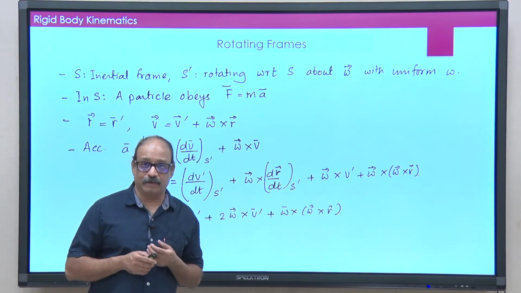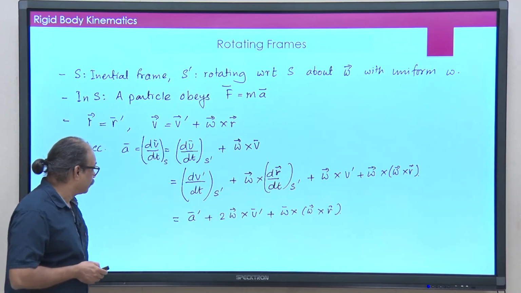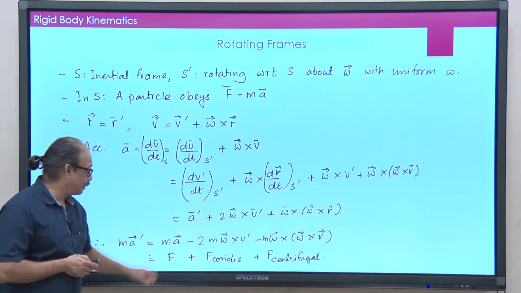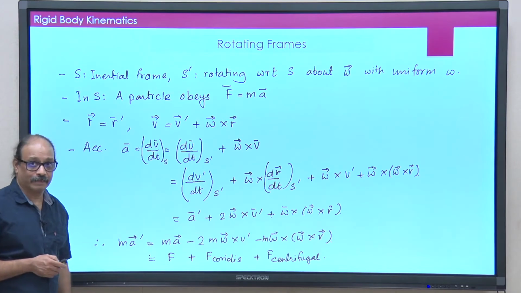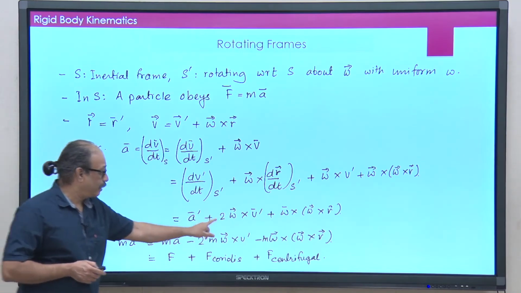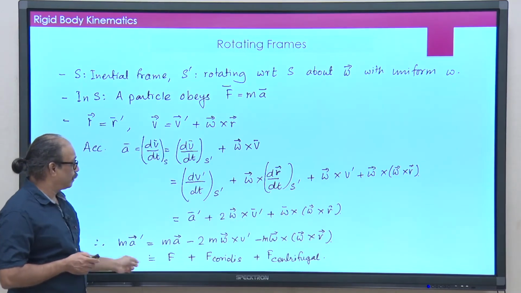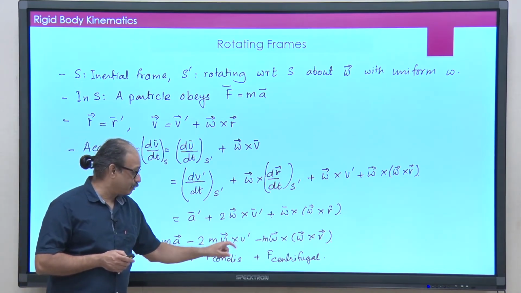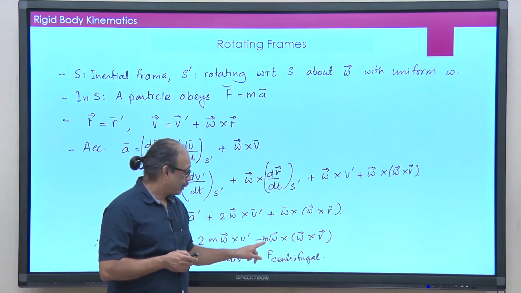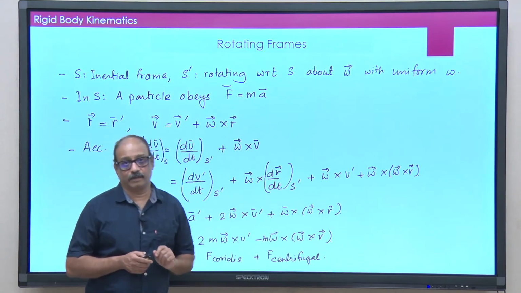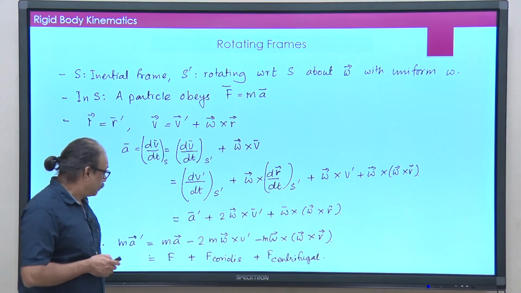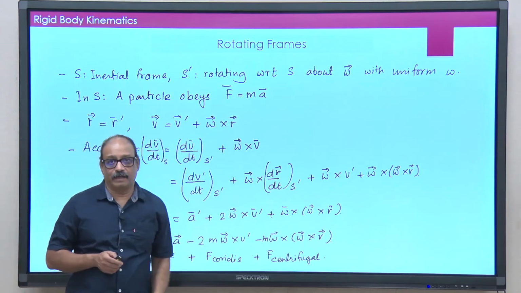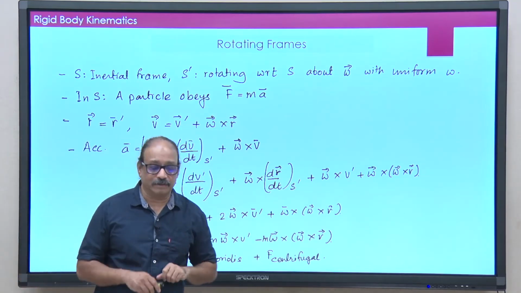The force equation obviously will not hold in the non inertial frame, but I can write m a prime. So, that a prime is basically m a. So, you have a, and I am taking all these terms to the other side, multiplying by m. So, this will be m a minus 2 times m omega cross v prime minus m omega cross r, and m a we know is exactly equal to f, because in S frame this relationship holds.